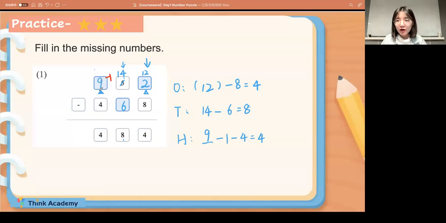Okay, for now, can we go to the next question directly? Yes or no? No, we need to do the double check. Brilliant. So for the 1's column, 12, we know 2 cannot minus 8.